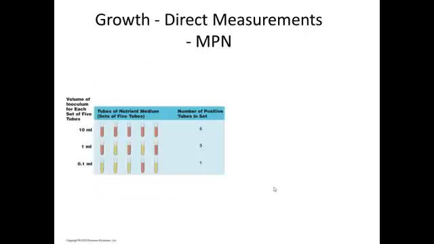Speaking of testing water, another direct measurement is the most probable number method, or MPN. This is where, say, your local water department guy has collected a sample of water before it goes into the city water supply. He's not going to rush it back to the lab and do a plate count, which takes a couple of days. Instead, he's going to use this most probable number method, which is much quicker.